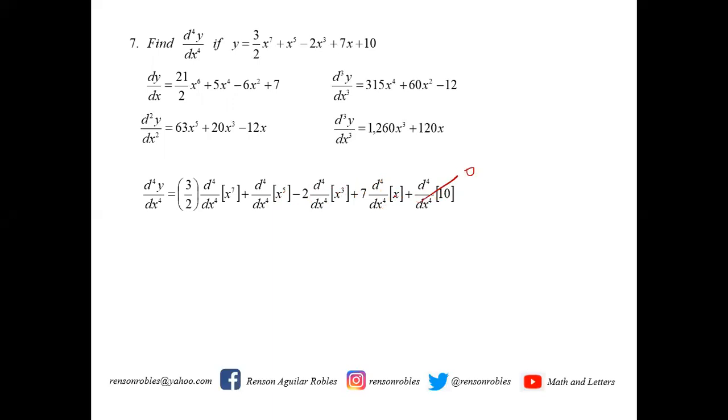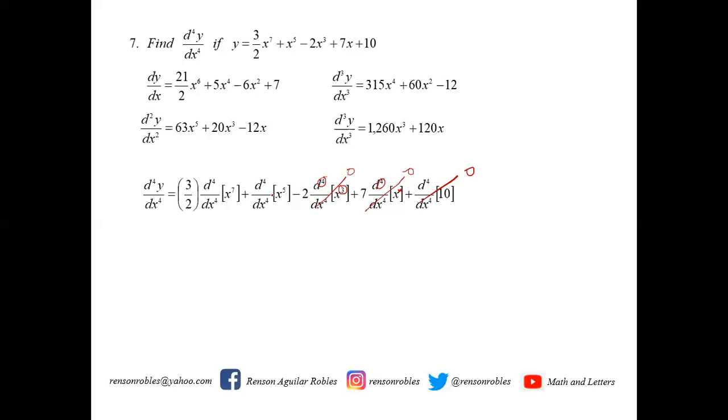Since this is 1, and since the 4 is larger than 1, then the fourth derivative of x is also equal to 0. And this is 3. And since the 4 is greater than 3, then the fourth derivative of x cubed is also equal to 0.